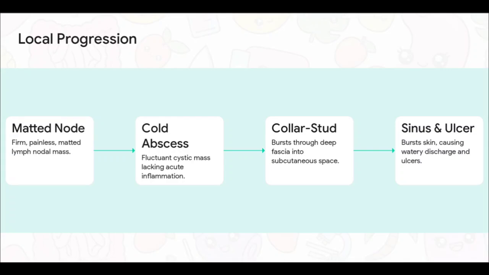Next, this cold abscess, which is sitting deep to the deep cervical fascia, bursts through a tiny defect into the superficial subcutaneous space. This creates a bilocular, collar stud abscess that shows cross fluctuation. And finally, it bursts right through the skin surface. This forms a chronic tuberculous sinus that eventually breaks down into an ulcer. Because the bacillus actually destroys subcutaneous fat way faster than it destroys skin in that relatively anoxic environment, you're left with an ulcer that has a watery discharge and those classic, highly distinct undermined edges.